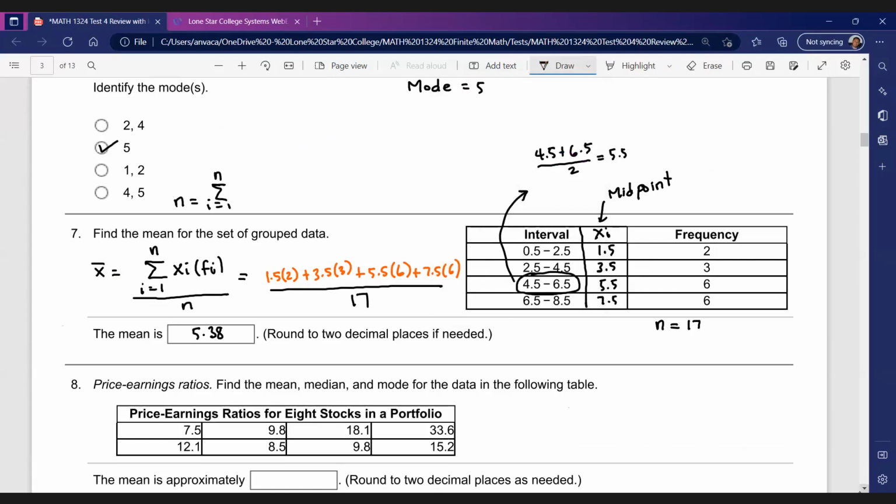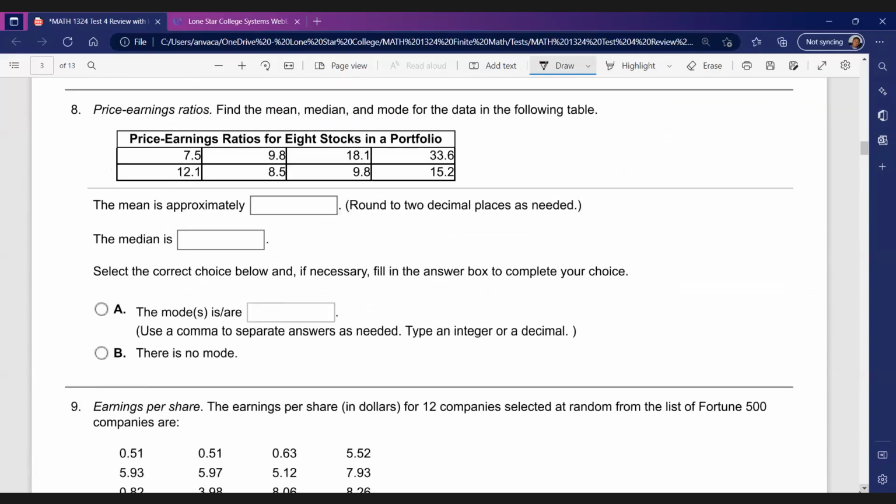Number 8. It says find the mean, median, and mode for the data in the following table. So we have 1, 2, 3, 4, 5, 6, 7, 8 data items. This is not group data. This is ungrouped data. So what I'm going to do first is arrange the data in descending order, highest to lowest.